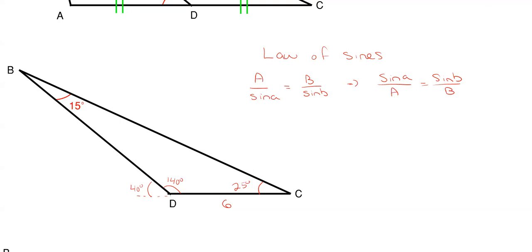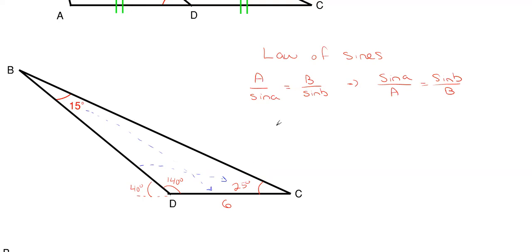So looking at what I have here, if I'm looking for my side BD, the angle that is opposite that is the 25 degrees. Well, in order to find this one, I need to know another angle and the side that's opposite it. Well, do I know the side that is opposite the 140, which would be BC? No. But with the 15, I do know the side that is opposite it, which is the 6.